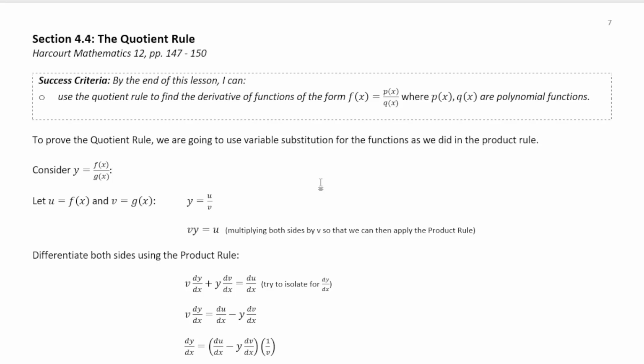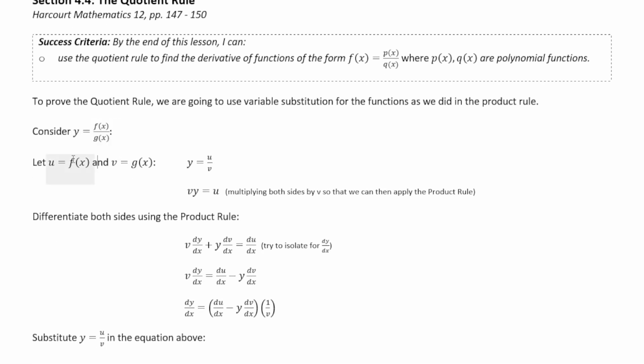In this video, we're going to look at the quotient rule, and we're going to start with the proof of the quotient rule, even though the proof is not an expectation that you're responsible for. Okay, so we have a function right here defined as y is equal to f at x over g at x. We replace f at x with u, g at x with v, and we get this for y.